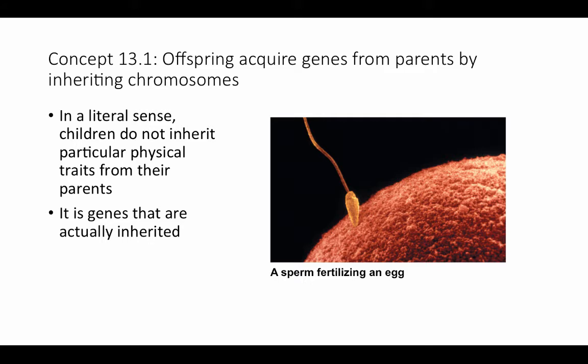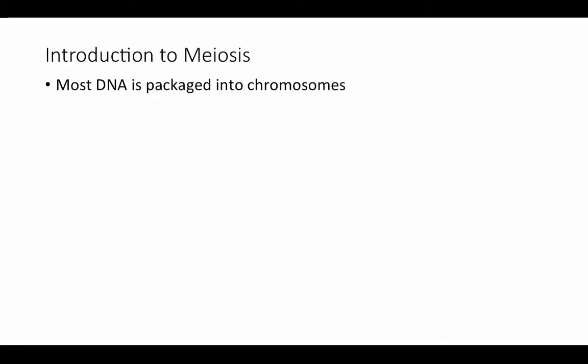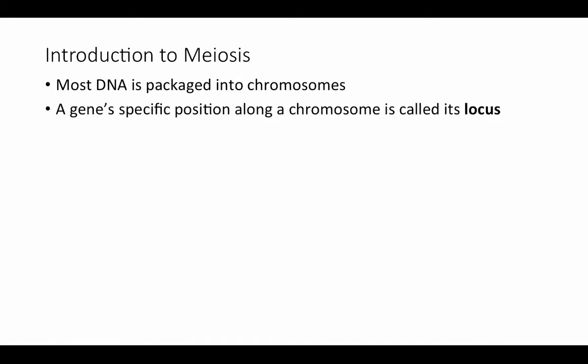When somebody says, oh, you have your father's eyes or your mother's skin, that's not literally true. What you got from your parent are genes that control the building of those traits. So it's the genes that are actually inherited, and the unit that is passed from parent to offspring is the chromosome. So as we saw last semester, most DNA is packaged into these units called chromosomes, and a chromosome is one very long DNA molecule that will have a number of genes on it.